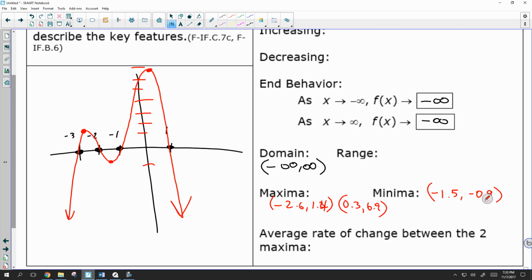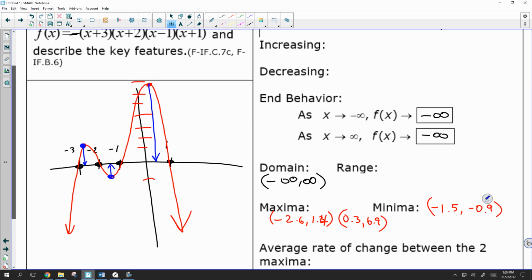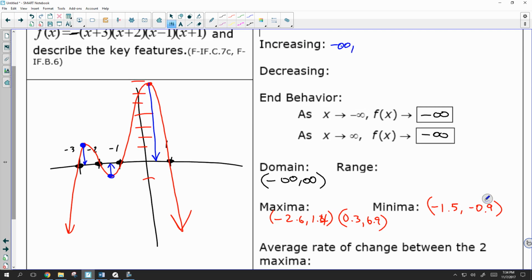So let's see what else we got here. Increase and decrease. We basically use the numbers from the maximum and minimum. This is where it changes directions. So this is where it changes directions, and then this guy right here is where it changes directions. So for the increasing, it's going to be coming from negative infinity, and it's going to stop at the first maximum. The first maximum was at -2.6.